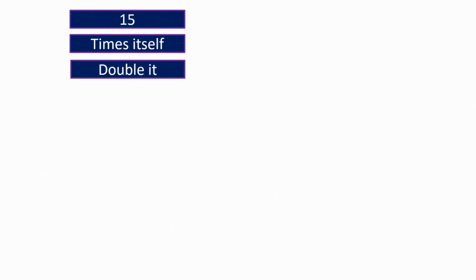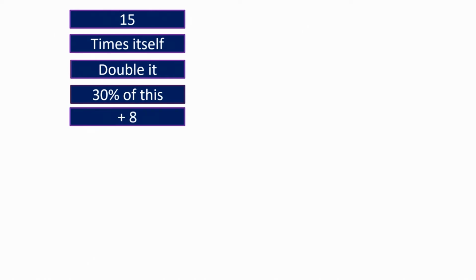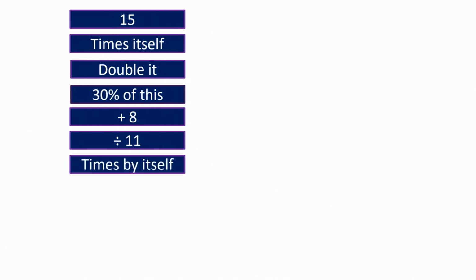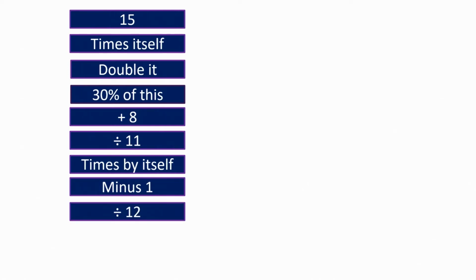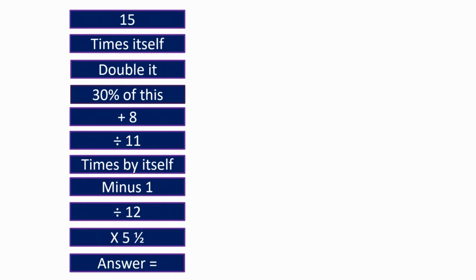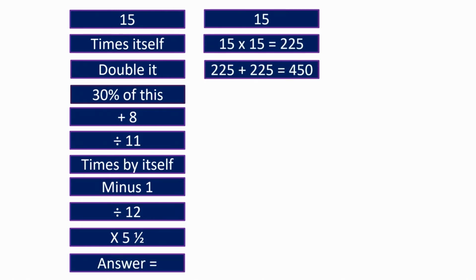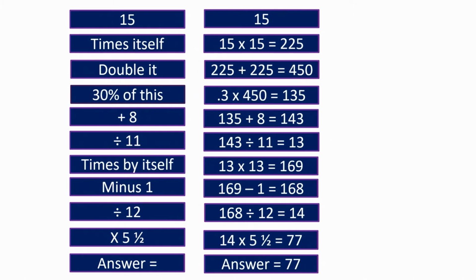Got it? I want you to times it by itself. Double the answer, 30% of the answer, add 8, divided by 11, times that by itself, minus 1, divided by 12, times 5.5. And the answer is, I'll show you what the answer was, it's 77. And the answer indeed is 77.